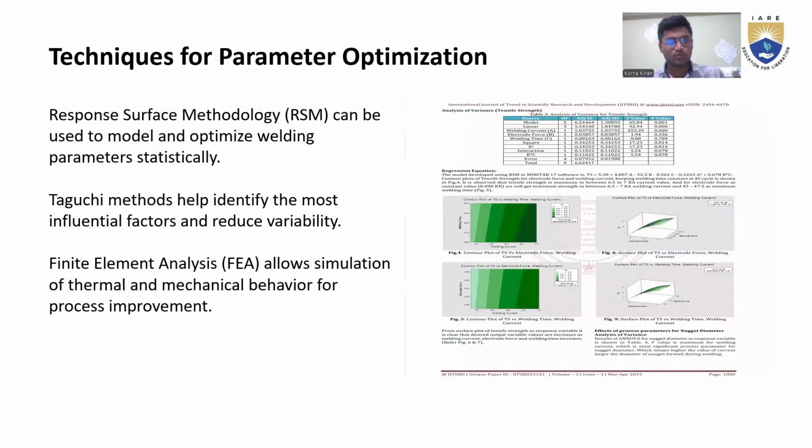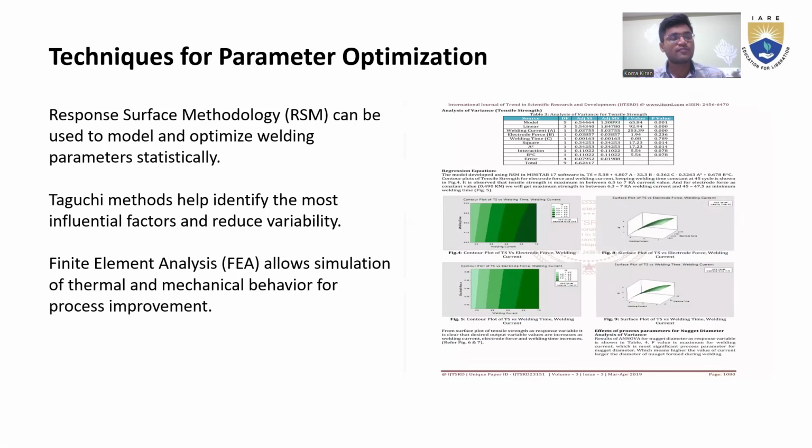This is one more slide we can observe here: techniques for parameter optimization. What are the techniques for RSW? Here we can see RSM. RSM is response surface methodology, which can be used to model and optimize welding parameters statistically. RSM is a method that gives you the path to join the metals without any defects.